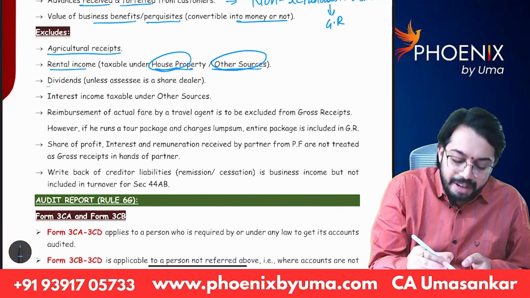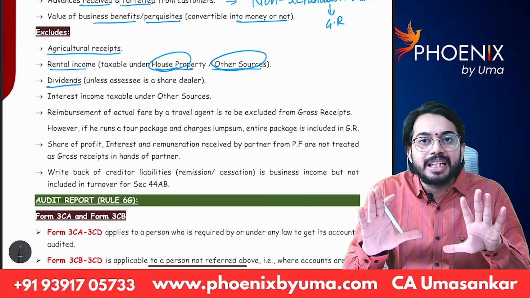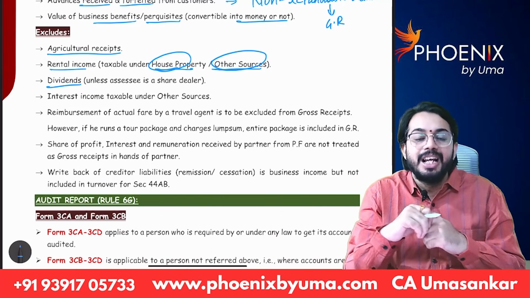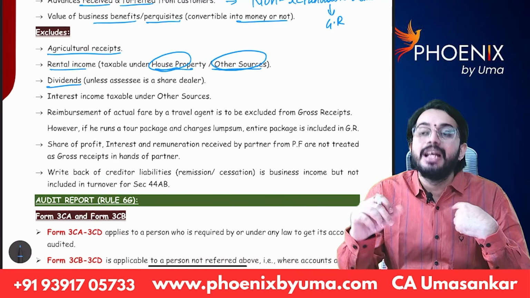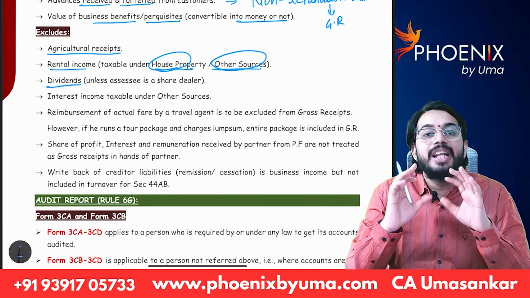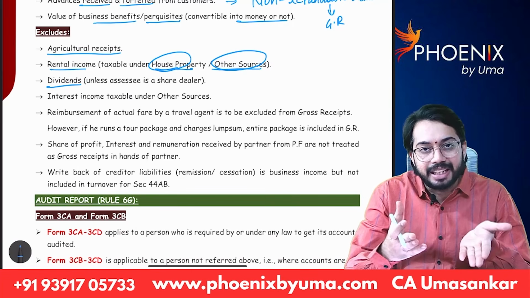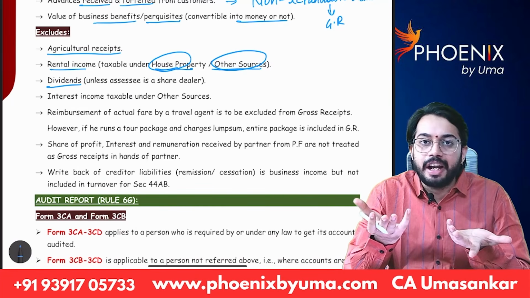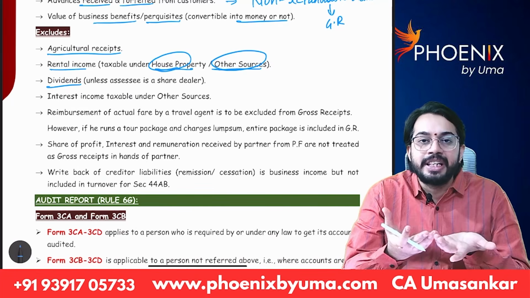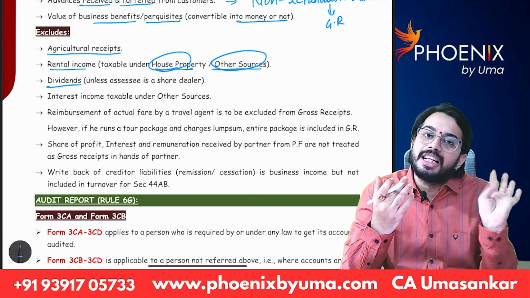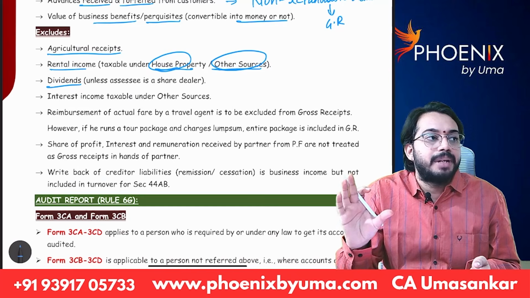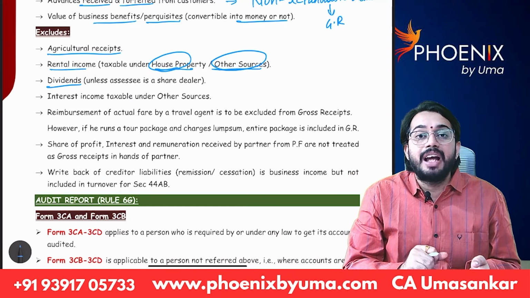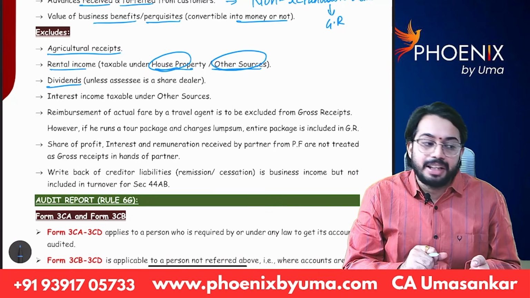receipts. Next, dividend. If my main business is buying and selling of shares, then shares are stock in trade to me. If shares are stock in trade to me, then whatever the dividend is there, dividend will be considered as business income. If shares are not stock in trade, my main profession is teaching, but randomly I buy and sell shares, I will receive dividend income. Now this dividend income is not taxable under PGBP, it is taxable under IFOS, income from other sources.